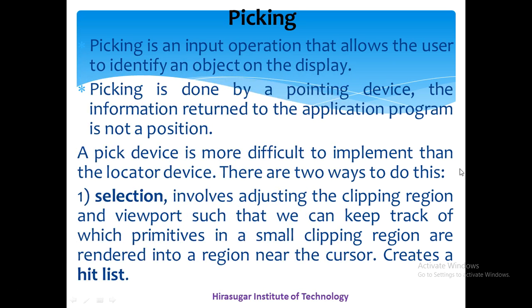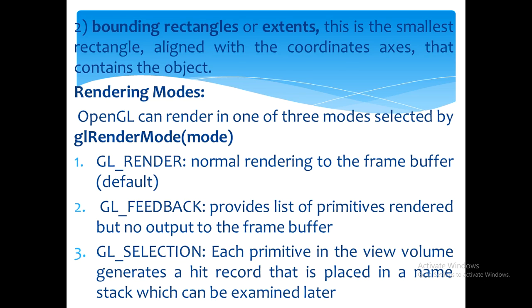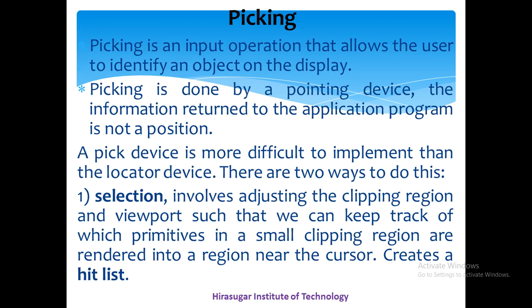A pick device is more difficult to implement than the locator device. As I told, a pick device is not as simple as the locator device. There are two ways to do this. One is the selection method. The next one is bounding rectangles. The first one is the selection method. It involves adjusting the clipping region and viewport such that we can keep track of which primitives in a small clipping region are rendered into a region near the cursor. It creates a hit list, right?